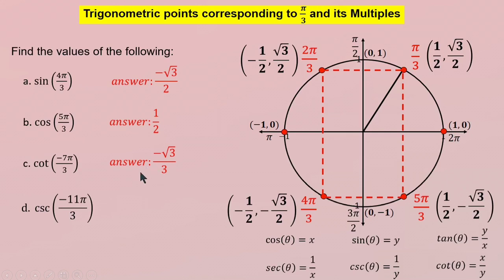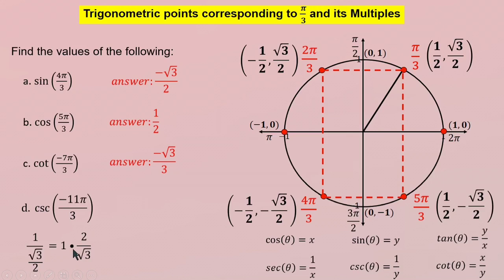Letter D, find cosecant negative 11 pi over 3. Count 11 times clockwise. So 1, 2, 3, 4, 5, 6, 7, 8, 9, 10, 11. It coincides with pi over 3. Cosecant is equal to 1 over y, and the y value is equal to square root of 3 over 2. So 1 over square root of 3 over 2 is equal to 1 times 2 over square root of 3.